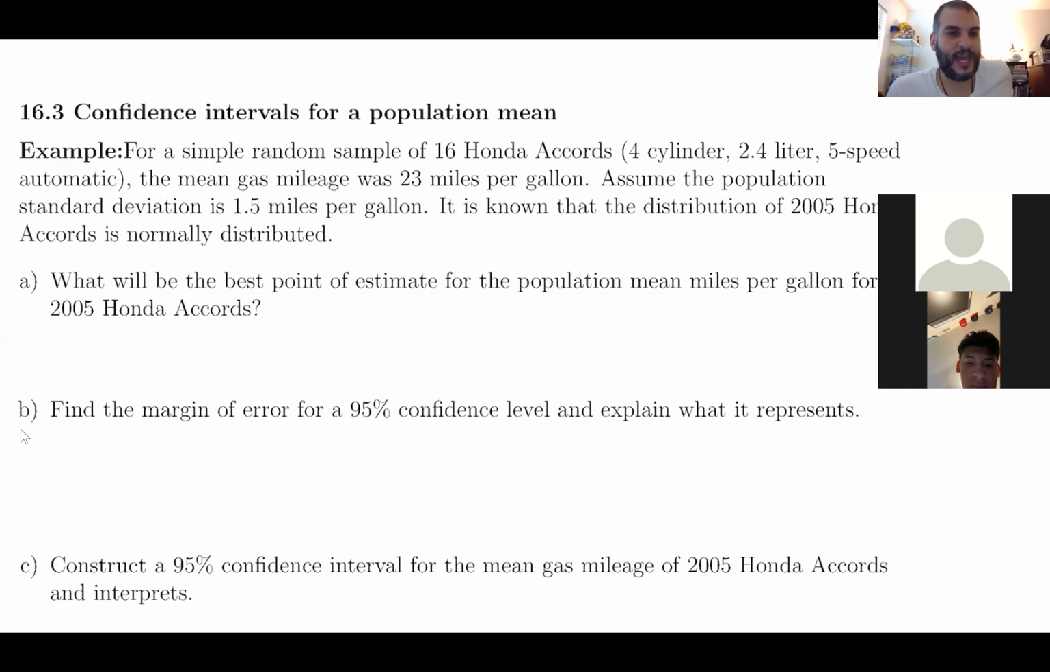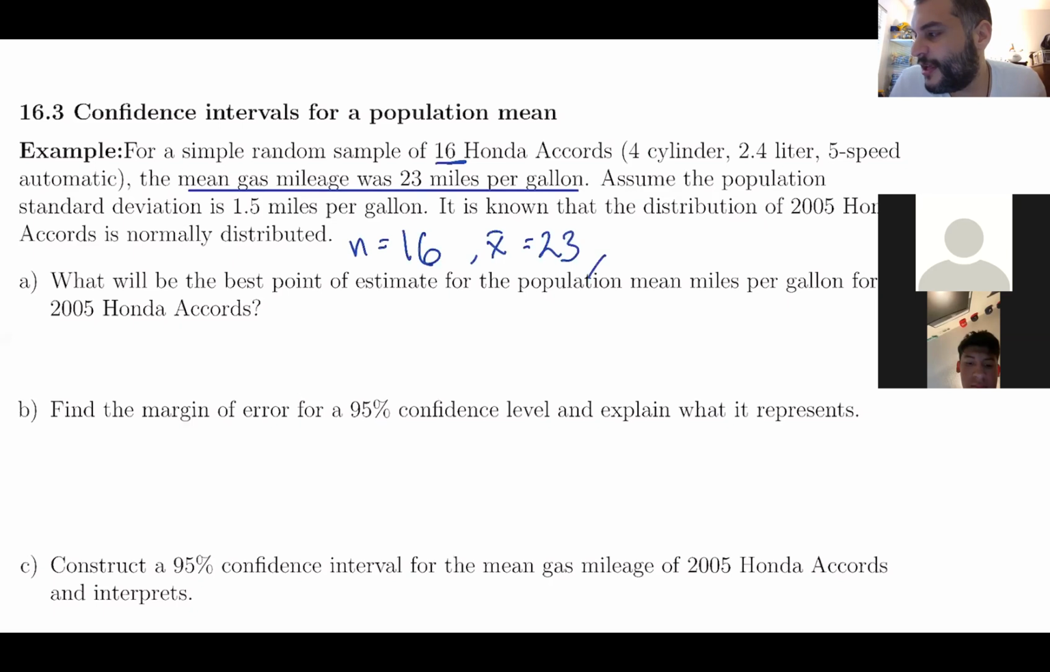So before I even go to A, B, C, and D, I'm gonna just first go ahead and label everything. So the first thing they give me is 16, which is my n. So we say n is equal to 16. The next thing they give me, they say the mean gas mileage was 23 miles per gallon. So we'll say X bar is equal to 23. Lastly, it says the population standard deviation is 1.5 miles per gallon. So we'll put sigma is equal to 1.5.